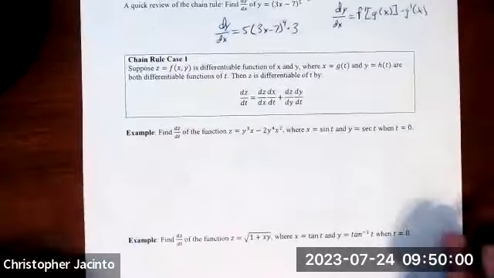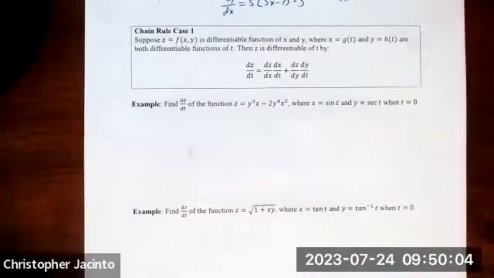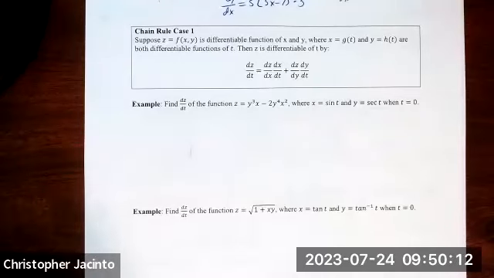So the only difference is, unfortunately, we have a couple different cases of the chain rule. So let's do the first one. Suppose z is some function of x and y, with differentiable functions, where x is g of t and y is h of t. So two different functions with respect to t, and they're both differentiable. Then z is differentiable at t by our chain rule equation.